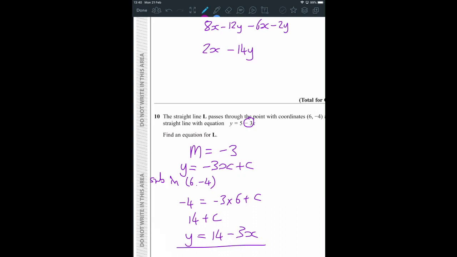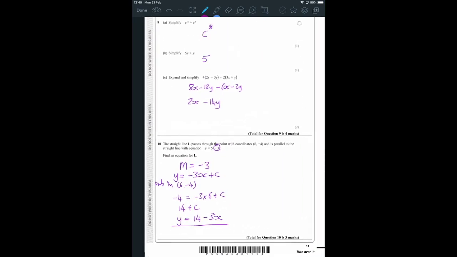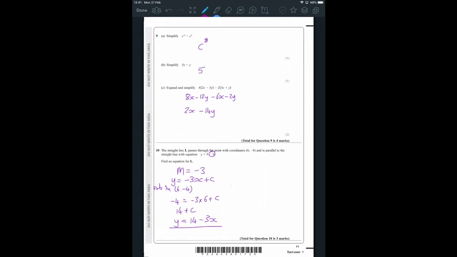I've written it that way around. We prefer to start with a positive number. To double check, I can sub 6 into that and see if I do get negative 4 out, just to confirm that I haven't done any silly arithmetic.